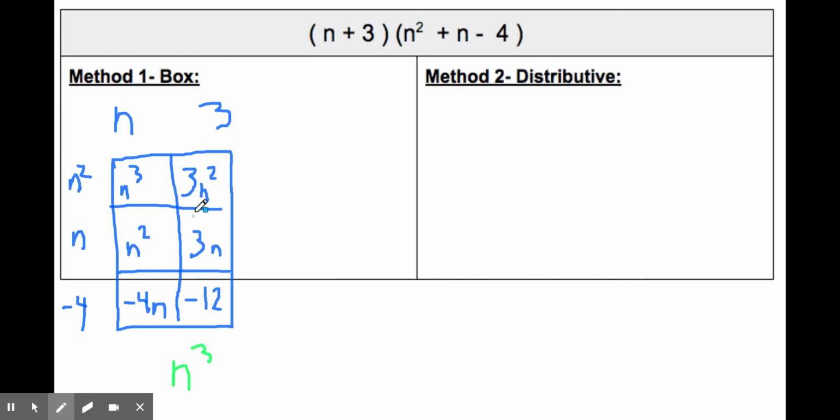Next, we're going to go to the squared or the quadratic ones. So there's 1, 2 that match. They're both positive, so 3n squared plus n squared is going to be 4n squared. Next, you're going to look for your linear term, 3n and negative 4n. So when you add those together, 3n plus negative 4n, you're going to get negative n. And then lastly, we have our constant term, which is just negative 12. So we're going to get this polynomial.